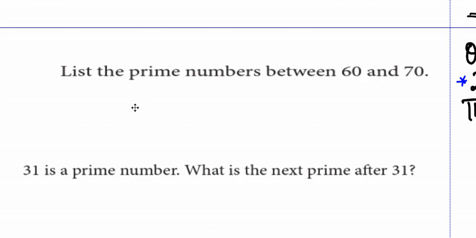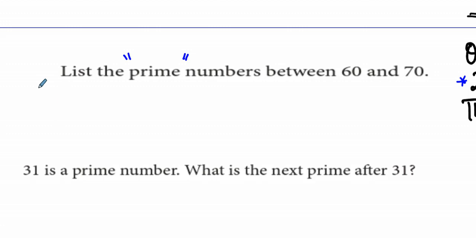Now this is the question which we blocked. List the prime numbers between 60 and 70. In my previous videos, I introduced what we mean by prime numbers. A number is said to be prime if it has two factors, and those two factors must be 1 and itself. So the question here is list the prime numbers between 60 and 70.